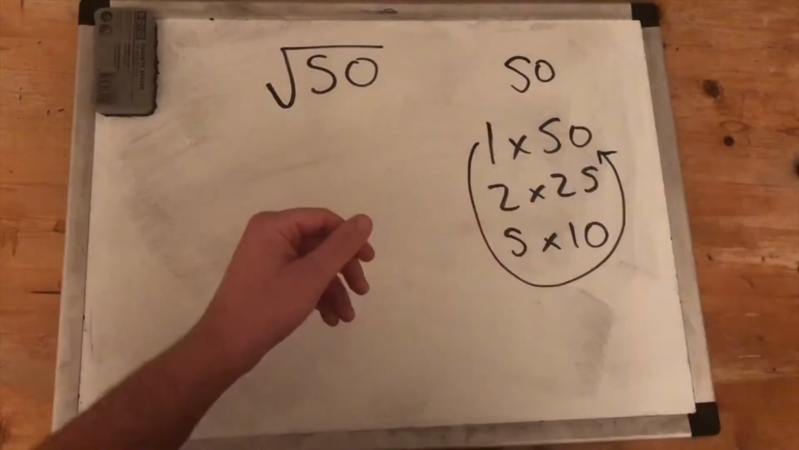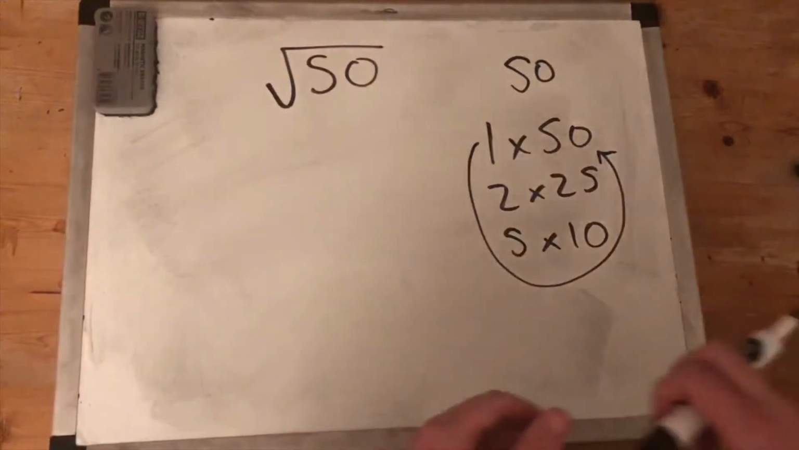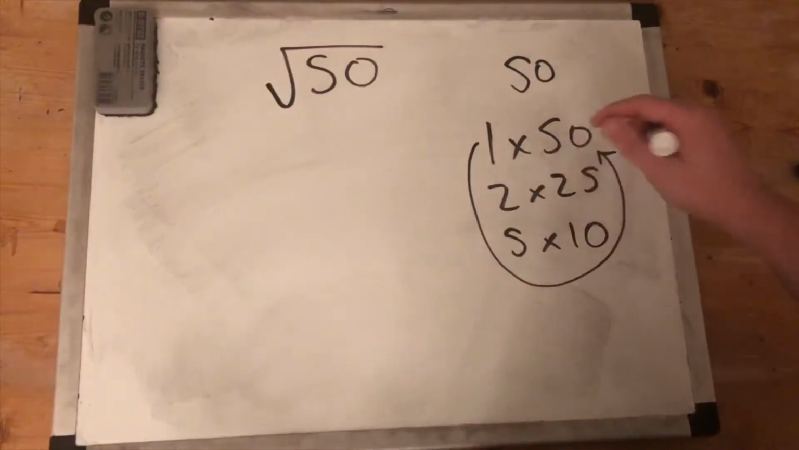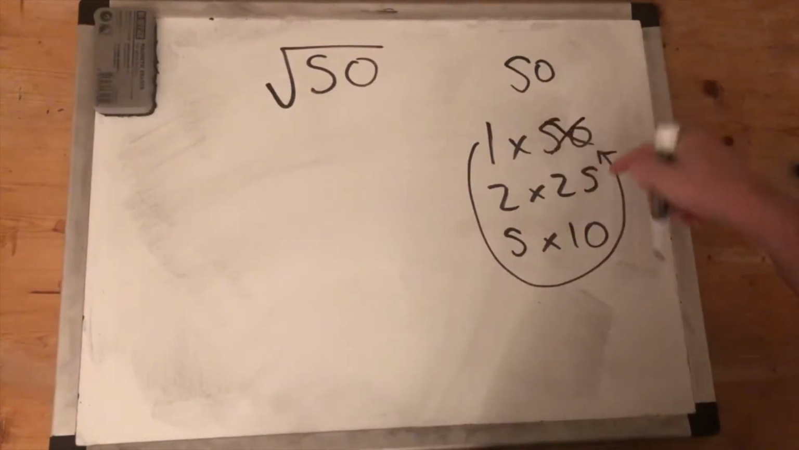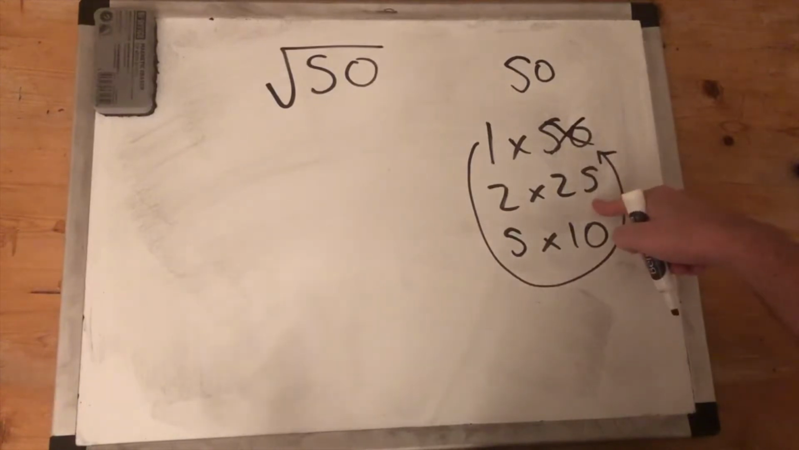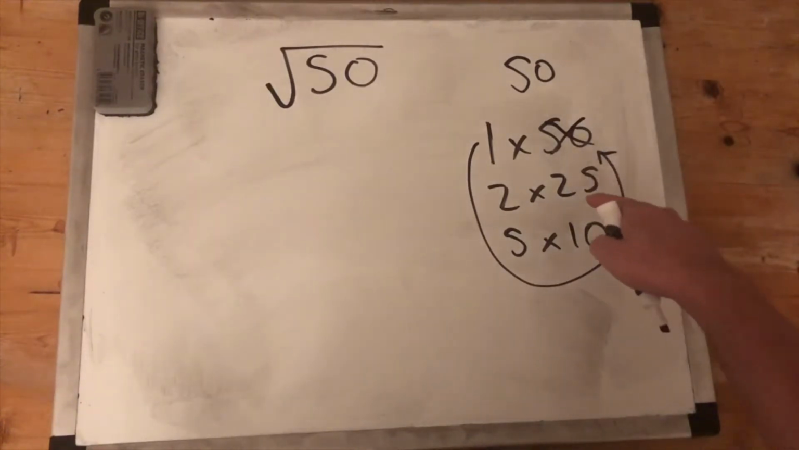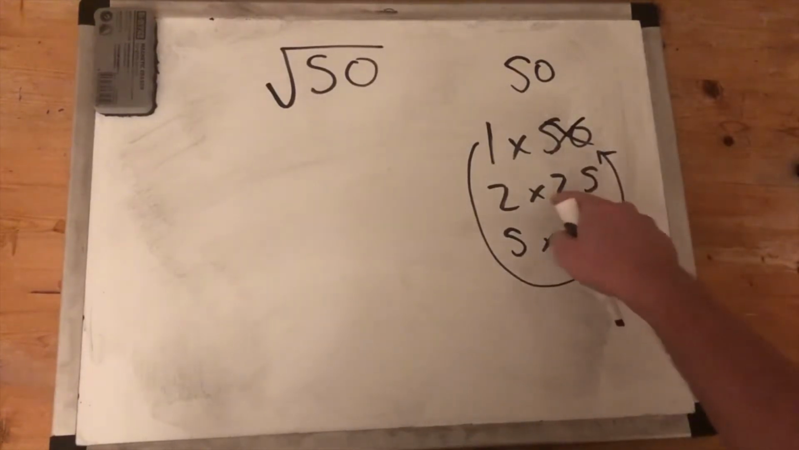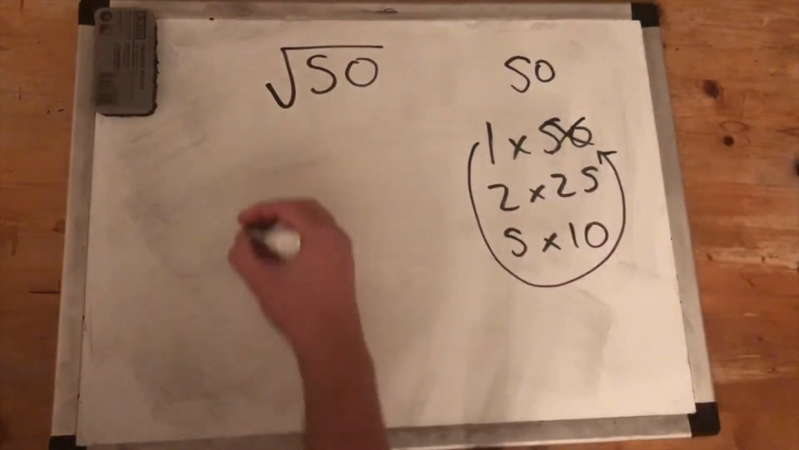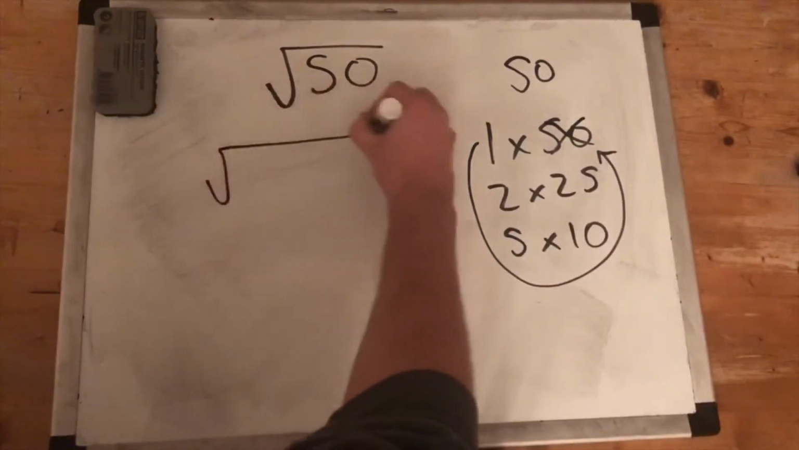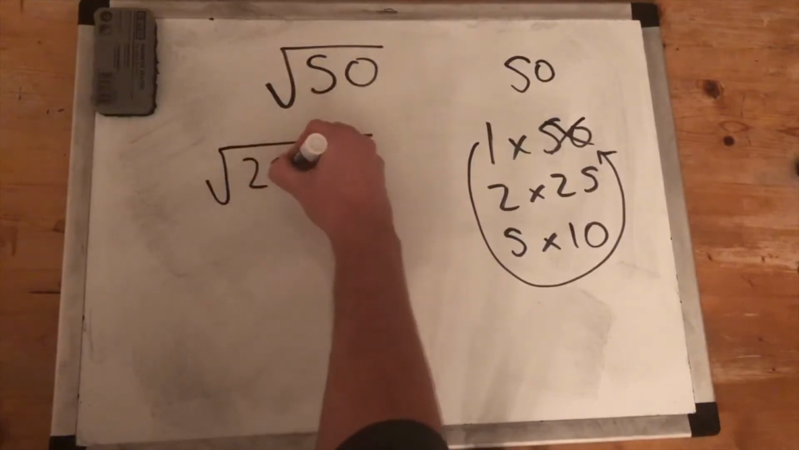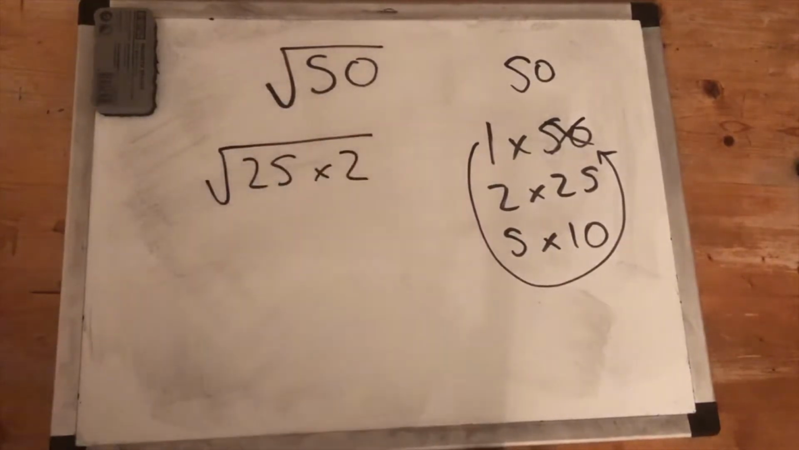Now what we need to do is we need to look for the biggest square number. Well, 50 isn't a square number. 25, our next biggest number, is also a square number. So we're going to use 25 times 2. Root 50 is root 25 times 2.